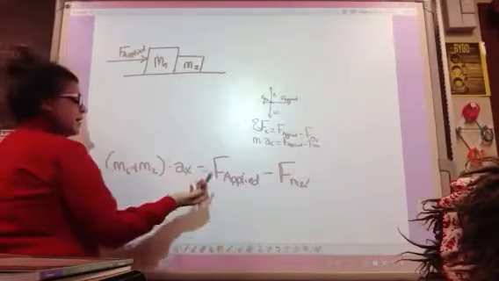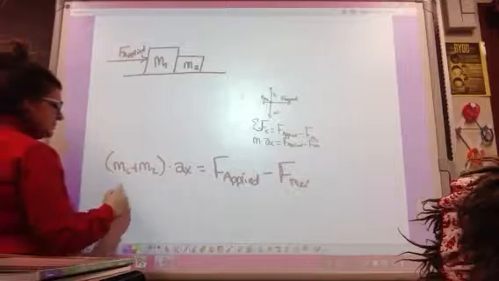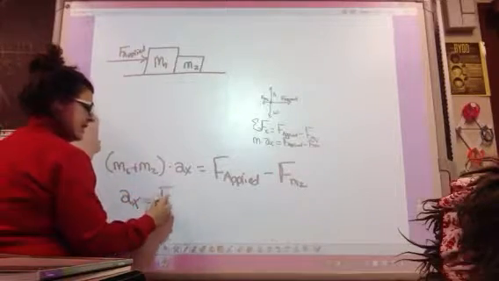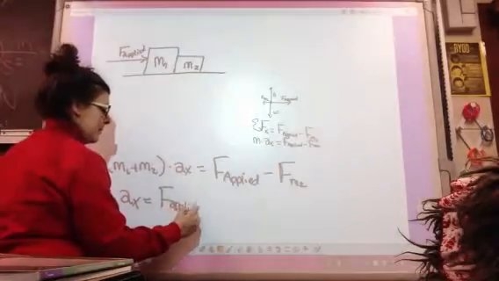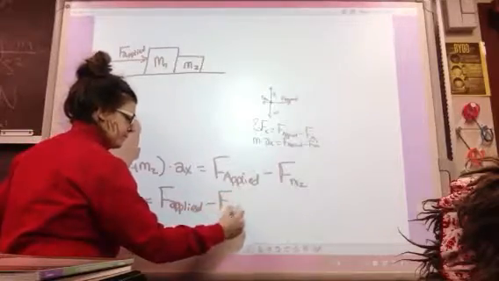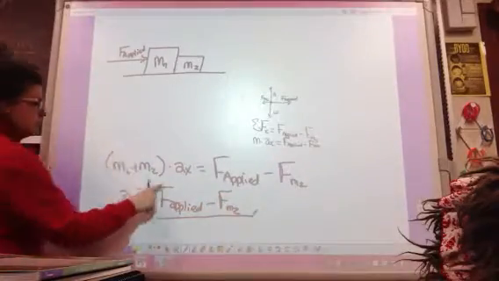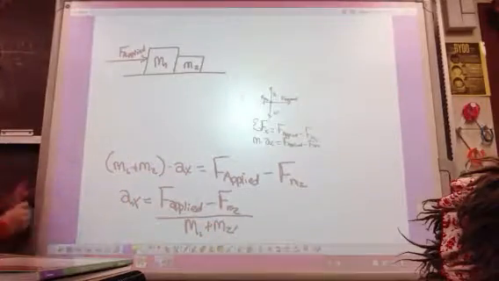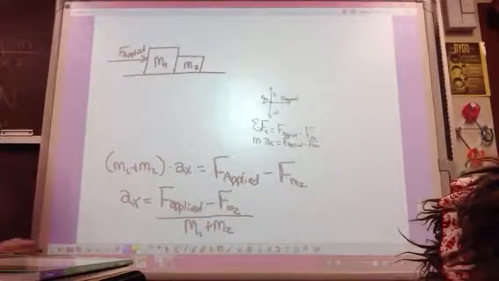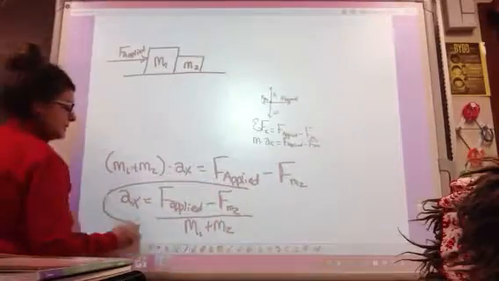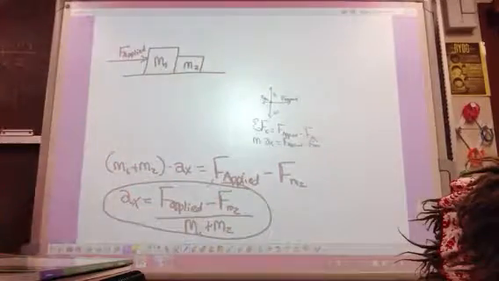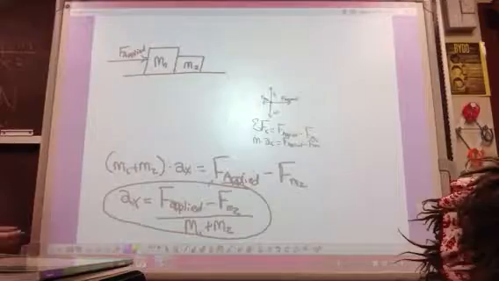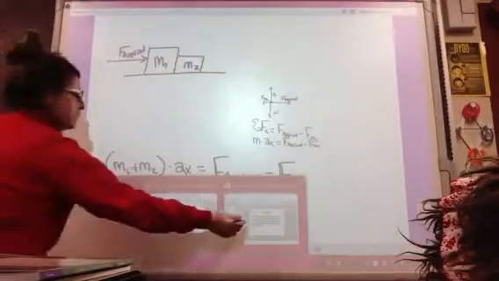So if I want to get acceleration in the x direction by itself, then that's just going to be that net force in the x direction over the combination of the two masses. So there's my acceleration in the x direction. So we are done. Okay, let's go to the next one.